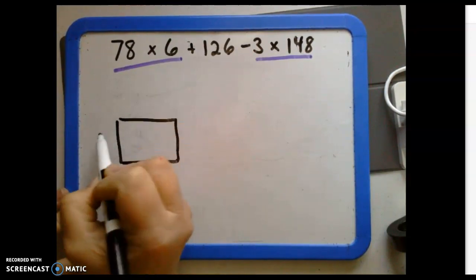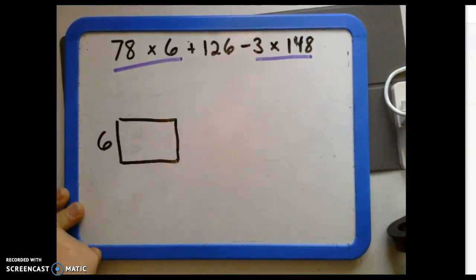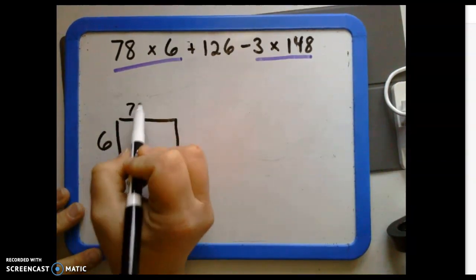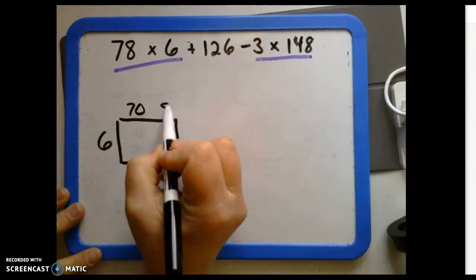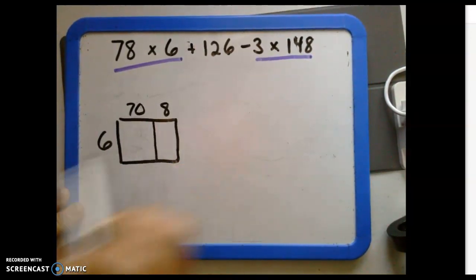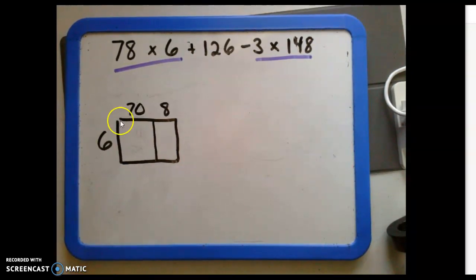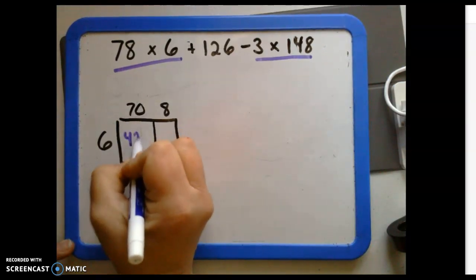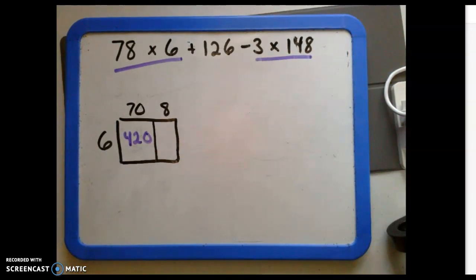All right, I have a 1-digit 6. I'm multiplying it by a 2-digit number. So remember our steps: expand, multiply, add. 78 in expanded form is 70 and 8 ones. Okay, let's do our math. So if we ask ourselves, what is 6 times 70? We can think to ourselves, what is 6 times 7? 6 times 7 is 42, and I can add that 0 to my answer. So 6 times 70 is 420.